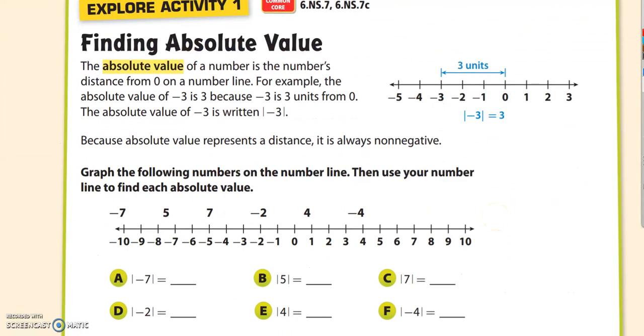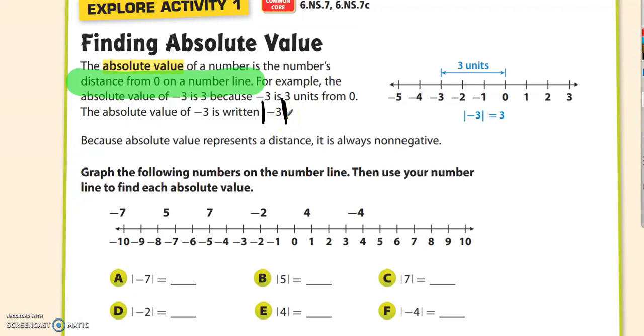Finding absolute value. The absolute value of a number is the number's distance from zero on a number line. That's the definition right there. It is the distance from zero. For example, the absolute value of -3 is 3, because -3 is 3 units away from 0. The absolute value of -3 is written as, and then we've got these symbols here. And we read those as the absolute value of -3.